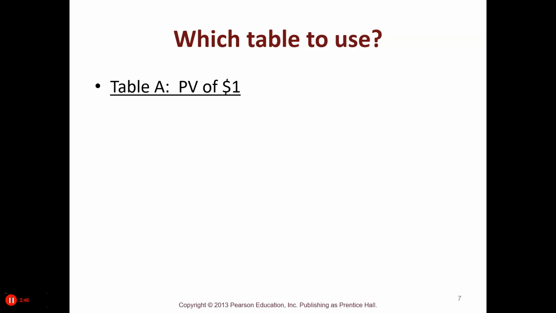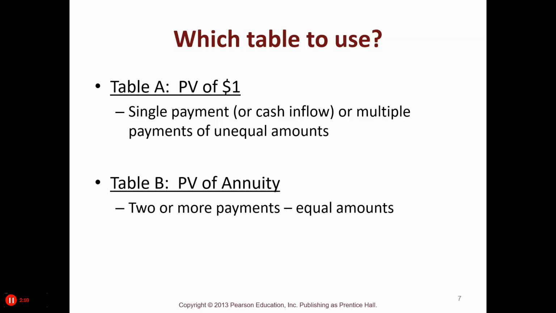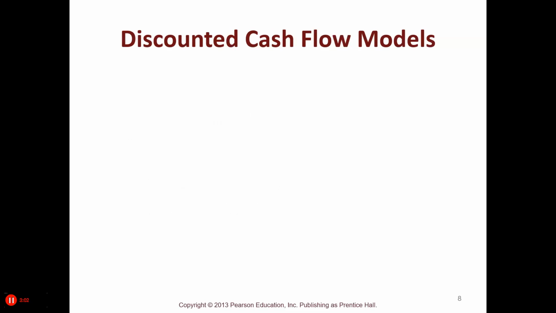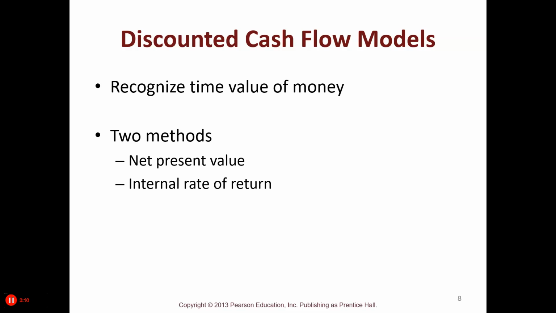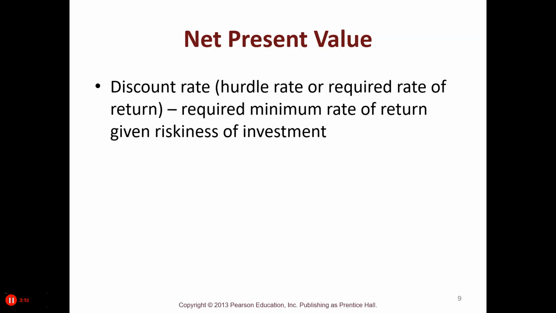Now again, Table A, present value of a dollar, we're using that for single payments or multiple payments of unequal amounts. And we use Table B, which is in your book, which is the present value of an annuity when you have two or more payments, but they have to be equal. Now, discounted cash flow models recognize the time value of money. There are two methods, net present value and internal rate of return. Net present value: the discount rate is the required minimum rate of return given the riskiness of the investment. Remember, the higher the risk, the higher the return required.